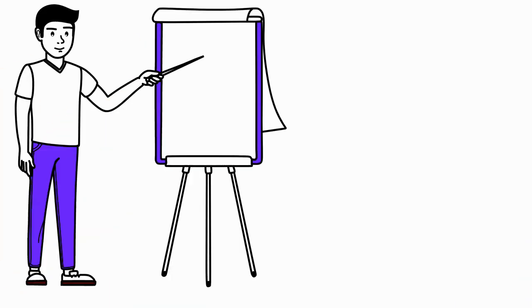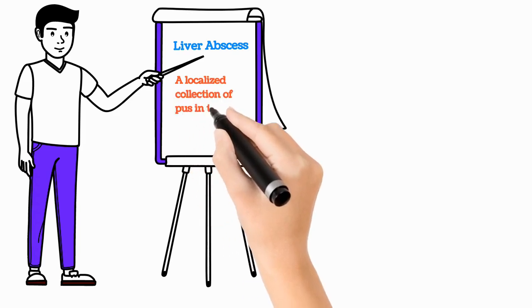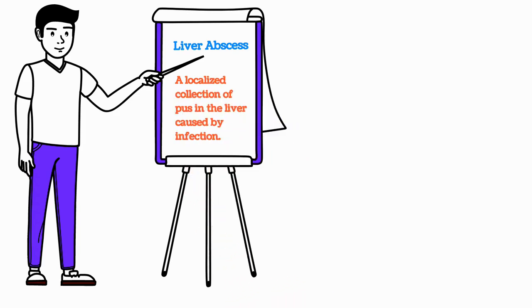Welcome to NMA. In this whiteboard session, we will map out the step-by-step process of how a liver abscess forms. Stick with me, and in just a few minutes, you'll understand the entire story, from the first invading bacterium to the formed abscess. Liver abscess is a localized collection of pus in the liver caused by infection.